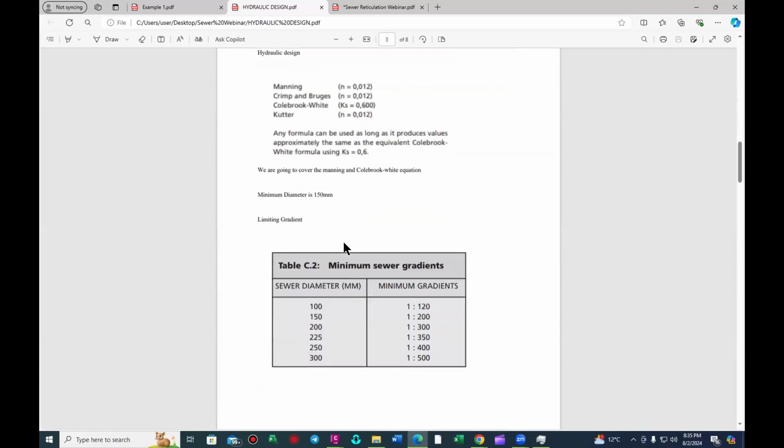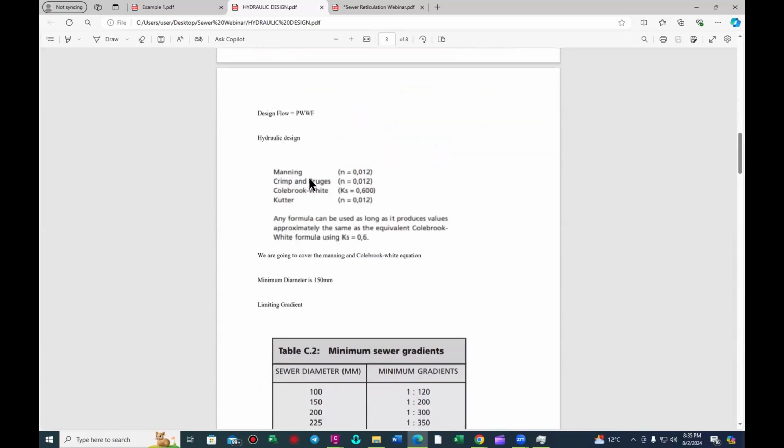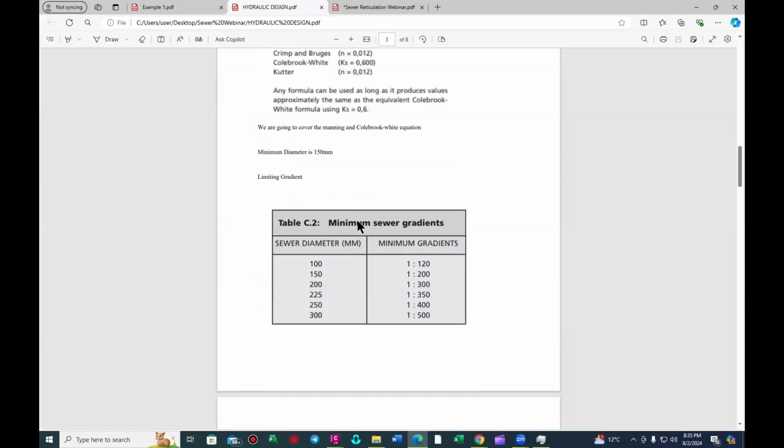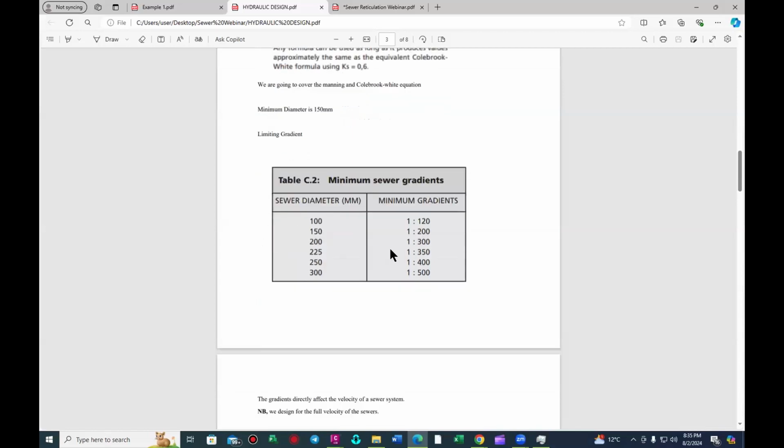So this is your hydraulic Manning's equations. So for Manning's, we'll be using that Manning's coefficient. For Colebrook-White, like I said, we are going to be given these values. We're going to be using 0.6, right? Then this is also from the manual, you guys. You don't need to worry about that. So it's telling you that if you're using a pipe diameter of 150, your minimum slope should be at least 1:200. These are your minimum slopes, you guys.